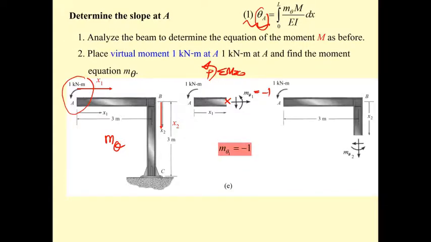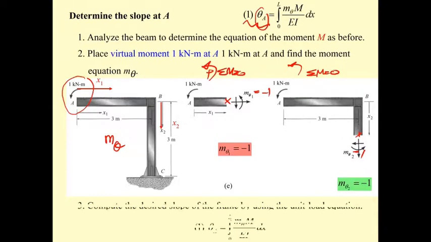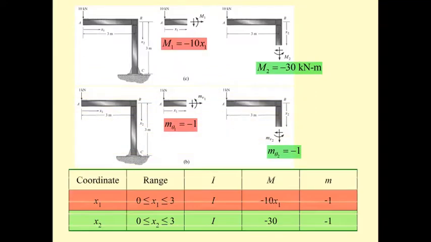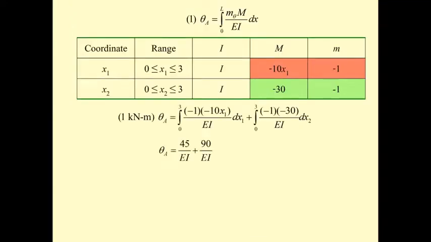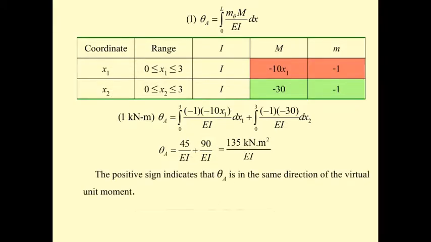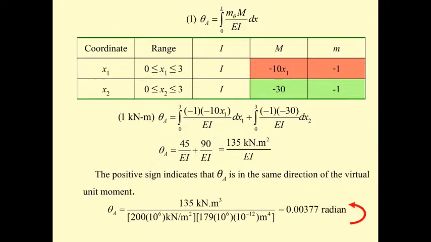And this one also. The next one, if you cut it here, and you set this m sub theta 2, then summation of moment equal to 0, and you may have m sub theta 2 equal to minus 1, sorry, because it's going in the same direction and moves to the left-hand side of the equal sign, so it is minus 1. And then you put them together and do the integration. You get the rotation. And if you put the EI into it, the rotation is going to have the unit in radian.